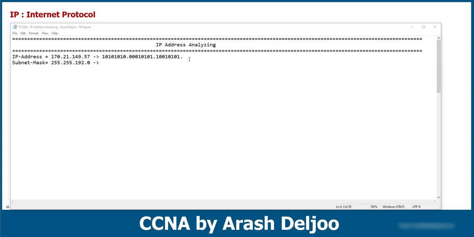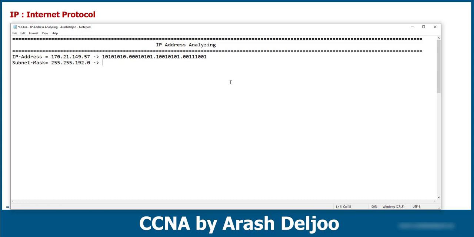Let me convert the 57. In 57 we don't have 128, we don't have 64, but we have 32, and after that we have 16. 32 plus 16 equals 48. Then 48 plus 8 equals 56, and then 0, 0, 1. Look at here: 32 plus 16 is 48, then 48 plus 8 is 56, and then 57. That's it. Now we converted the 57 to binary.